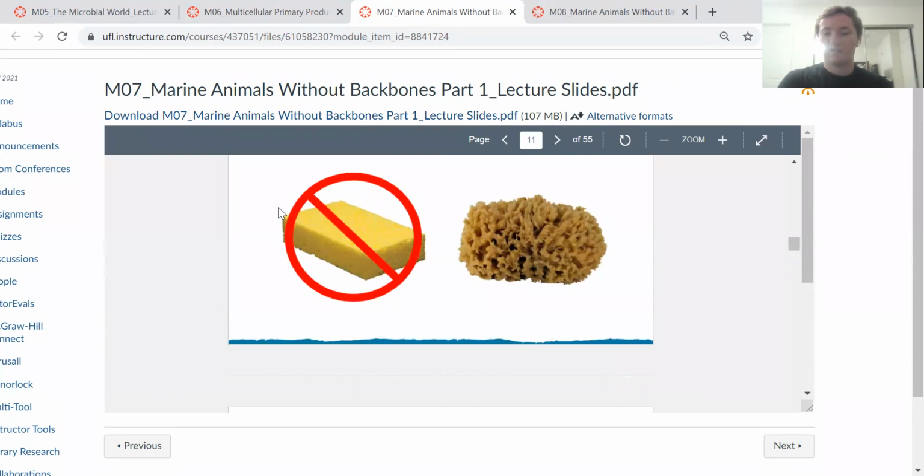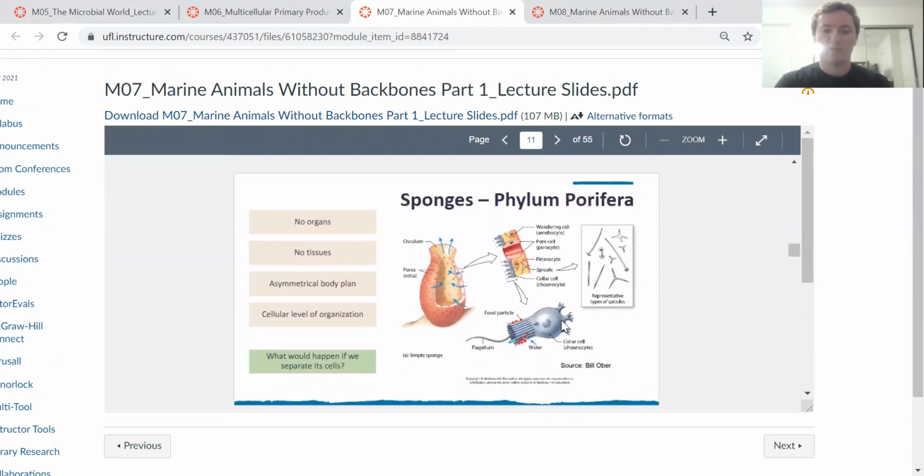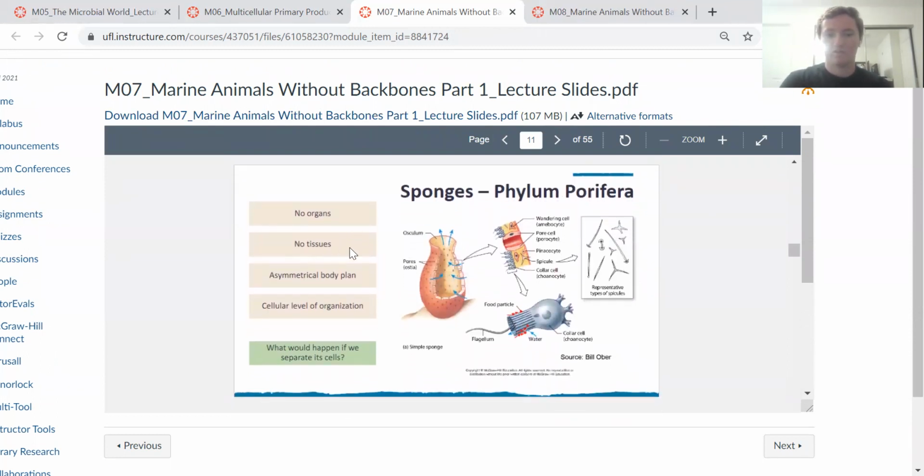Yes, this is not a sponge you'll find in the ocean. They look like this. They're the ones you see at gift shops, like loofahs is probably the best way to explain it. Again, they have no organs, no tissues, and they're asymmetrical, and they have a cellular level of organization, but they do have a lot of structures in their cells that act similarly to organs. So here you go, you have a porocyte, a pinacocyte with some spicules for defense, and a collar cell.